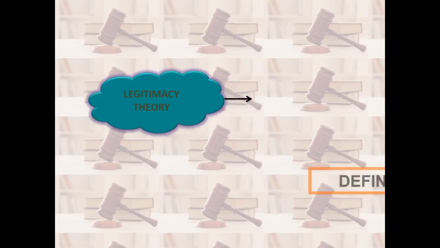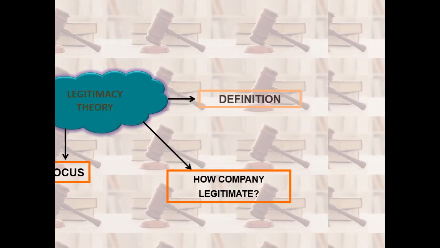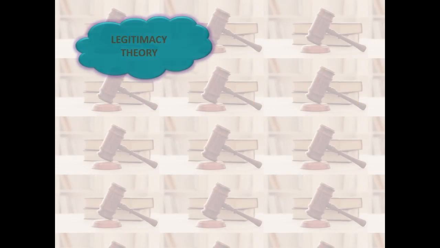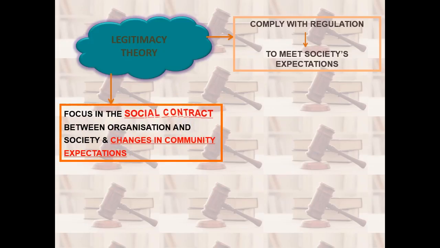Next, we will discuss the theories involved in CSR. The first theory is the legitimacy theory. This theory explains that the organization must comply with the regulation in order to meet the expectation of society. The focus of this theory is more on the social contract between organization and society.